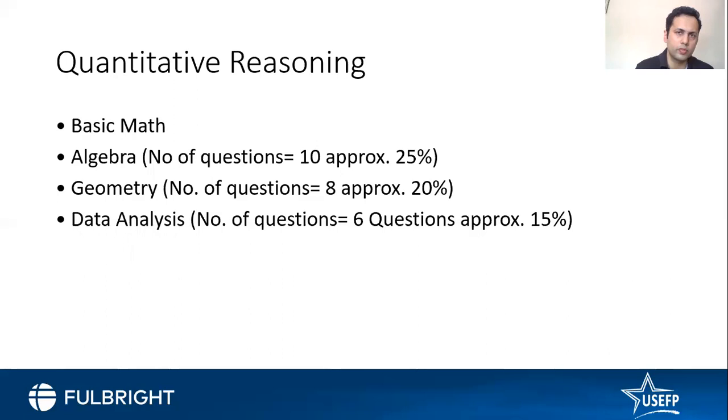So if the question has numbers, it is basic math. If it has variables, it is algebra. If it has shapes, it is geometry. And if it has data, it is data analysis. This is a very broad classification of the four components of the quantitative section. Within basic mathematics, there are 10 or more concepts. Within algebra, there are a number of concepts. And geometry and data analysis each have subsections that you need to master.